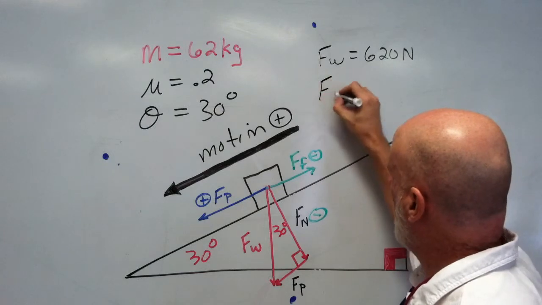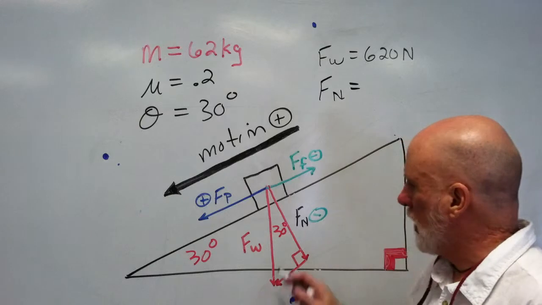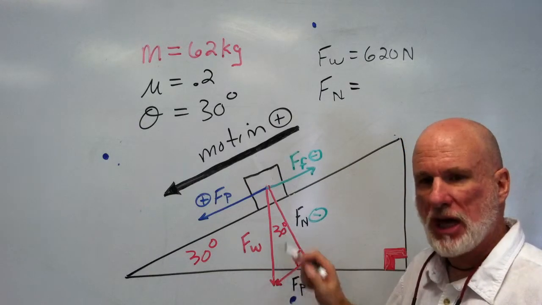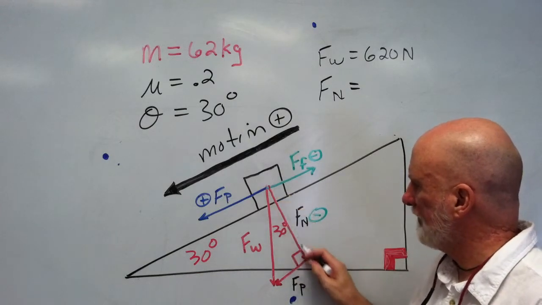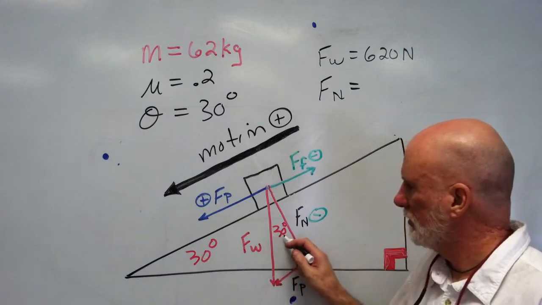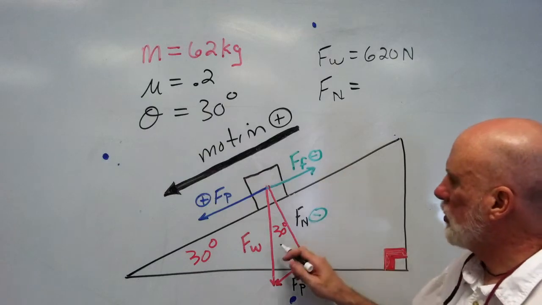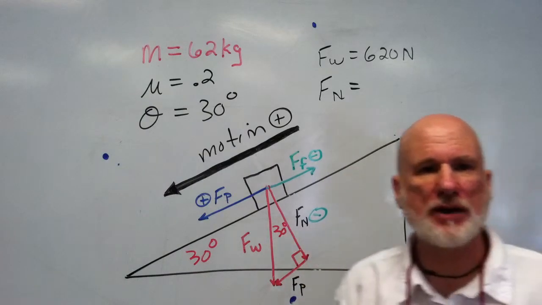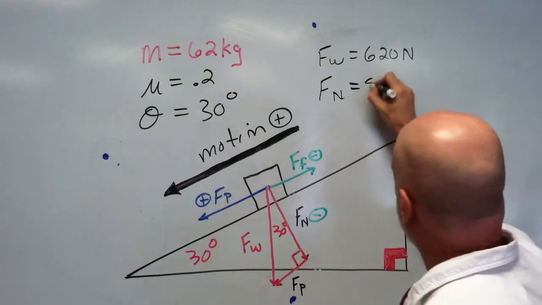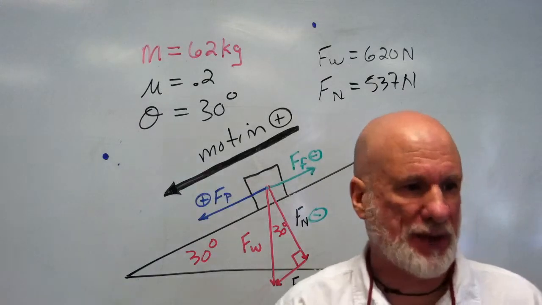And I know that Fn is going to be 620 cosine 30. Because we're looking for Fn, adjacent over Fw equals cosine 30. Cross multiply. You get 620 times cosine 30. And that's going to be, I did it over here, 537 newtons, right? Double check that on your calculators. Don't let me get away with anything, all right?